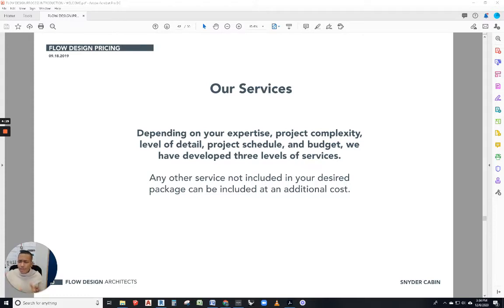And our services vary. We're not a chameleon. We don't do it all for everybody. We're actually very well defined into what it is that we do and what it is that we don't do. And our services vary on the things that we do, depending on the intensity and the level of detail that the client wants. So as it says in here, depending on the client expertise, the project complexity, and the level of detail, the project schedule and budget, we've developed 3 levels of services.